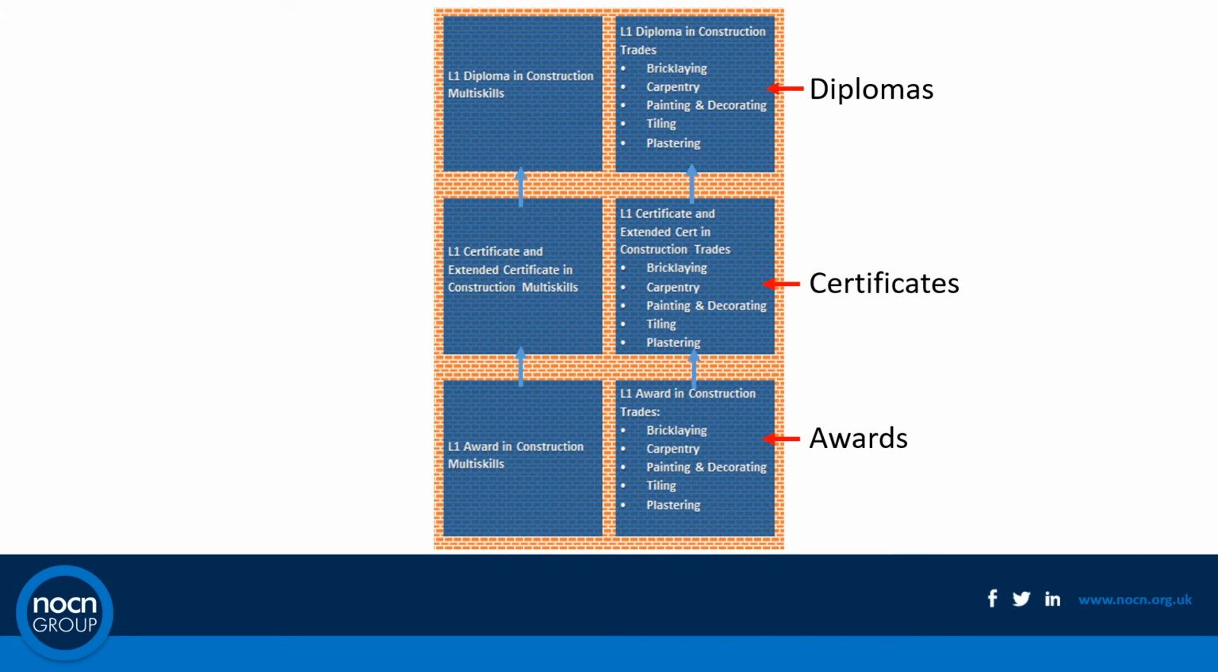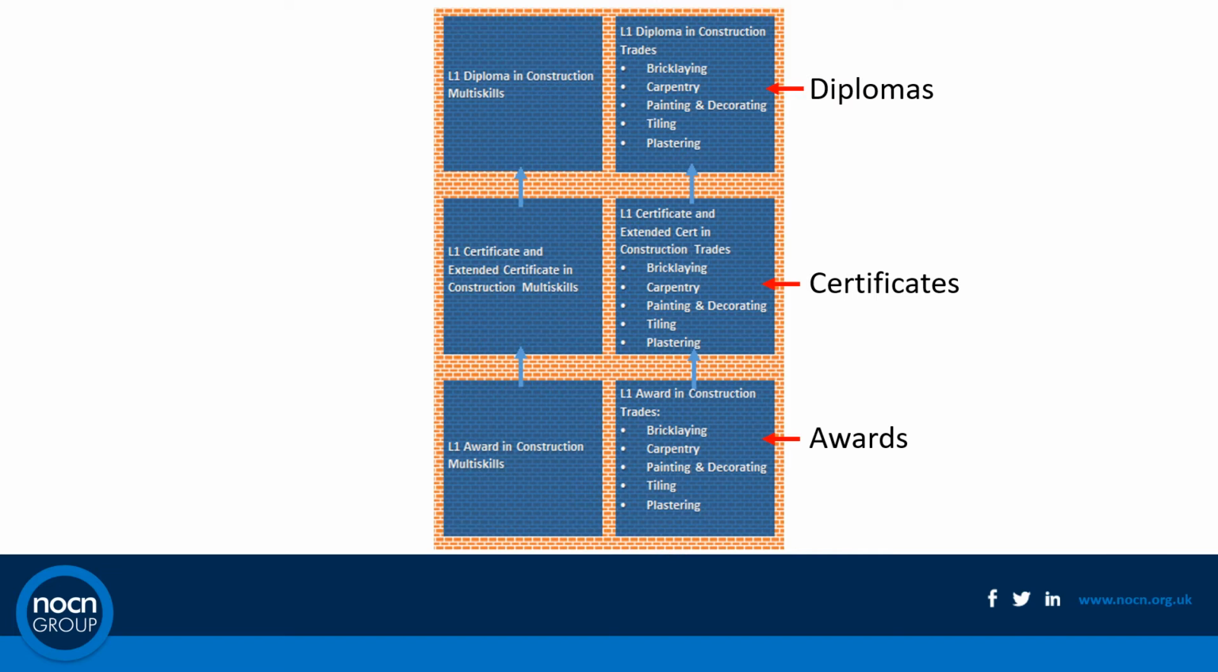So zooming in now on the level 1 section, because that's what's relevant for today, we've got the awards, certificates, and diplomas. As you can see on the left, we've got multi-skills. So multi-skills will be available at level 1 as an award, certificate, extended certificate, and a diploma. And then we've got the construction trades, bricklaying, carpentry, painting and decorating, tiling and plastering, and that's available as an award, certificate, extended certificate, and diploma as well. So again, we're offering that progression.